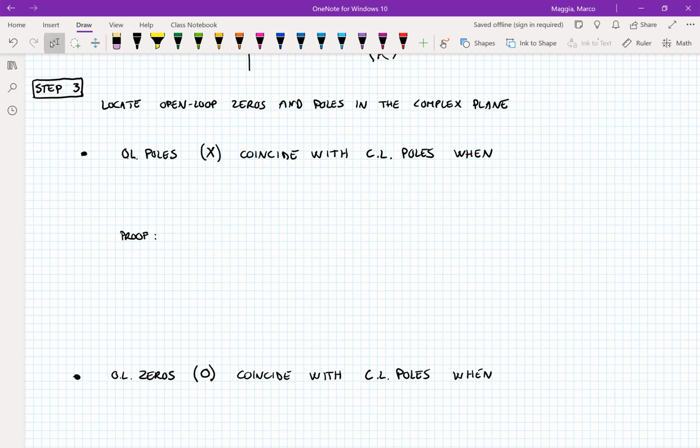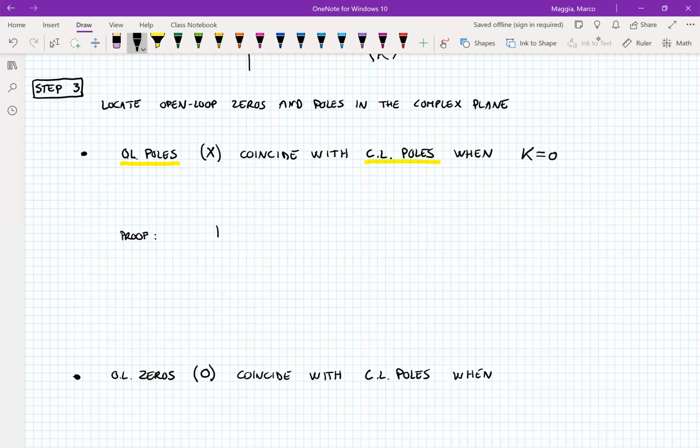And here I'm going to consider two extreme cases. The first one being k equals 0. So when k is equal to 0, as written here, the open loop poles, so the poles of G of S, will coincide with the closed loop poles, so the poles of T of S. So if we select k equals 0, then the closed loop poles will be simply equal to the open loop poles. Let's prove that. It's very easy to do so.